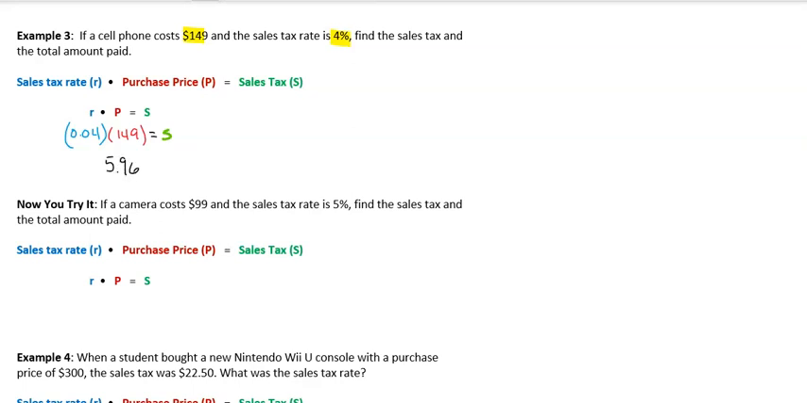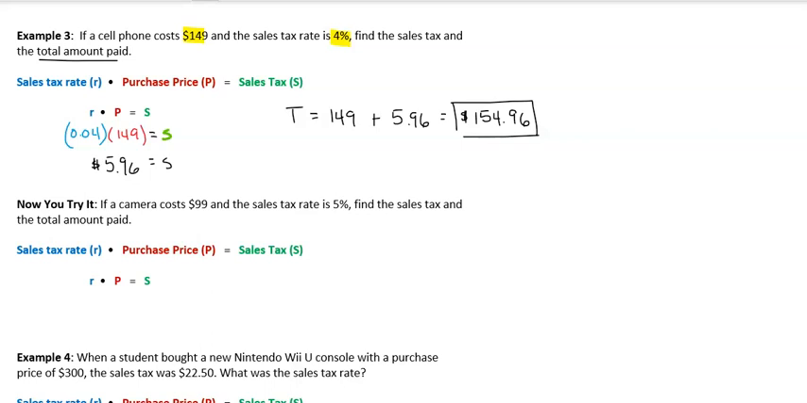5.96. You want to go to the pennies because we're talking about money. So make sure you do that. So $5.96 equals the sales tax. Now don't forget then that they want to know the total amount paid. So don't forget to answer that part. The total amount paid is going to be the price of the item plus the tax. Okay, both of those are dollars. And we get $154.96. Okay, so that's the total amount paid for the cell phone, including tax.